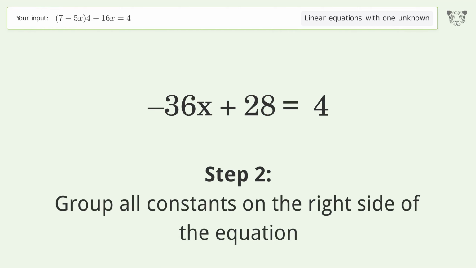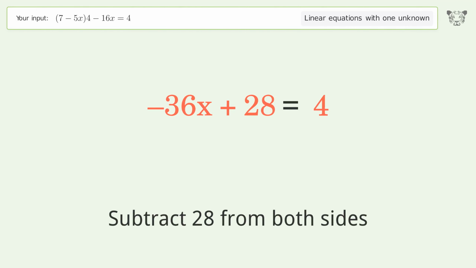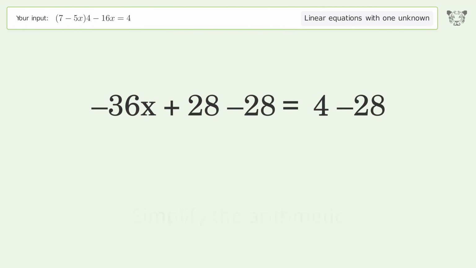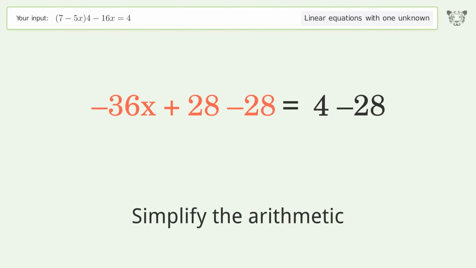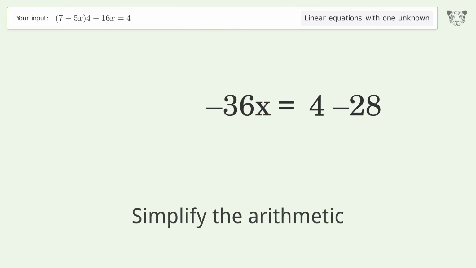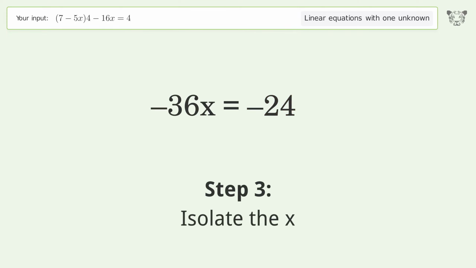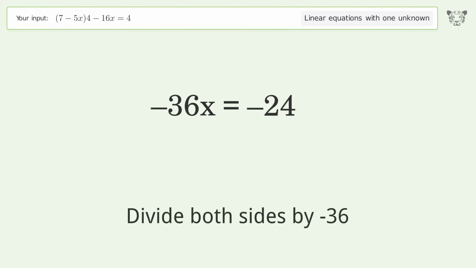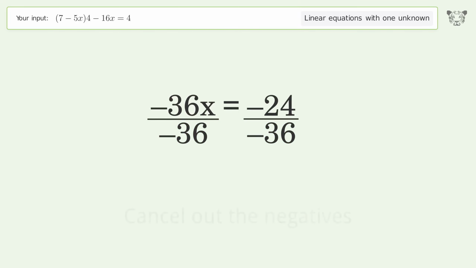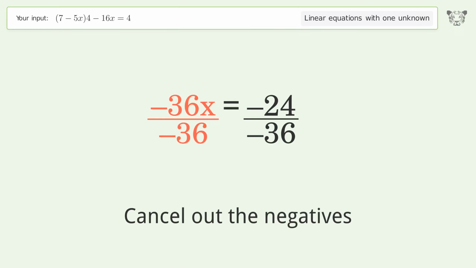Group all constants on the right side of the equation. Subtract 28 from both sides. Simplify the arithmetic. Isolate the x. Divide both sides by -36. Cancel out the negatives.